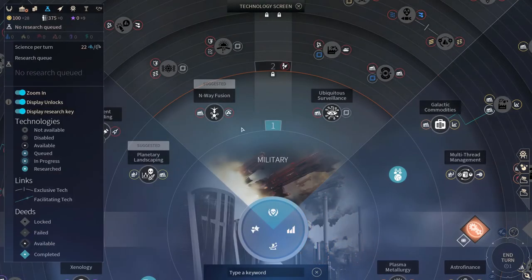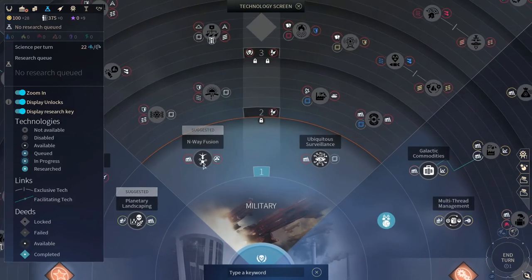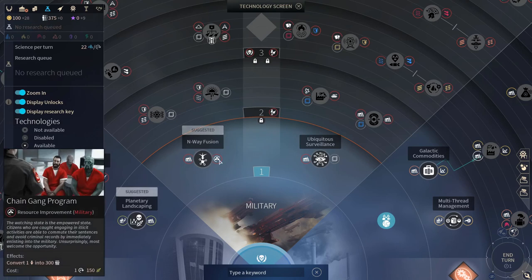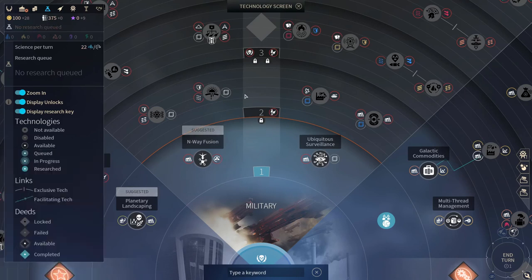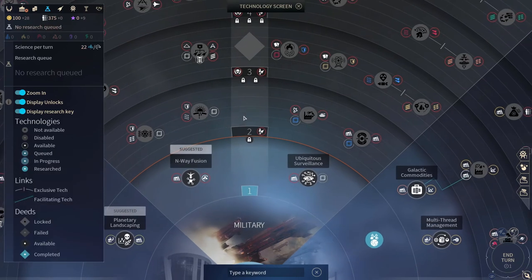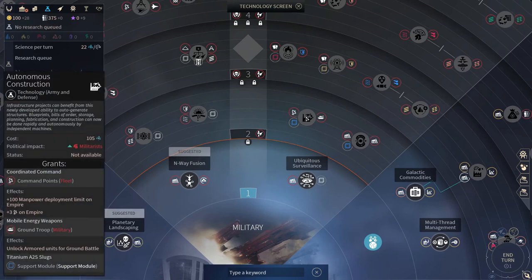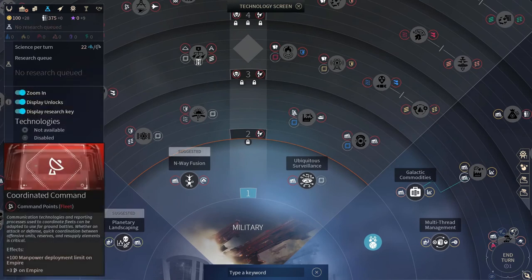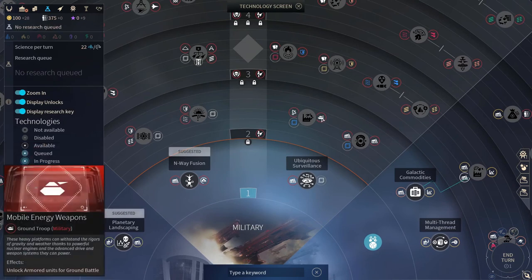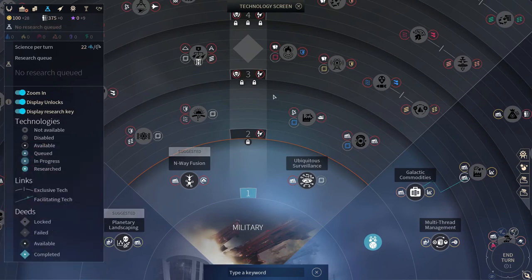Finally, we're going to look at the military side of the technology circle. In the first tier, you will probably like to unlock N-Wave Fusion because it gives you a chain gang program, which is an easy, though costly, way of getting manpower in your empire. So for every population, you basically sacrifice one population to gain some manpower. In the second stage of the tech tree, you will probably like to unlock the autonomous construction so that you can get extra command points and the ability to have armored mode units for grand battles.